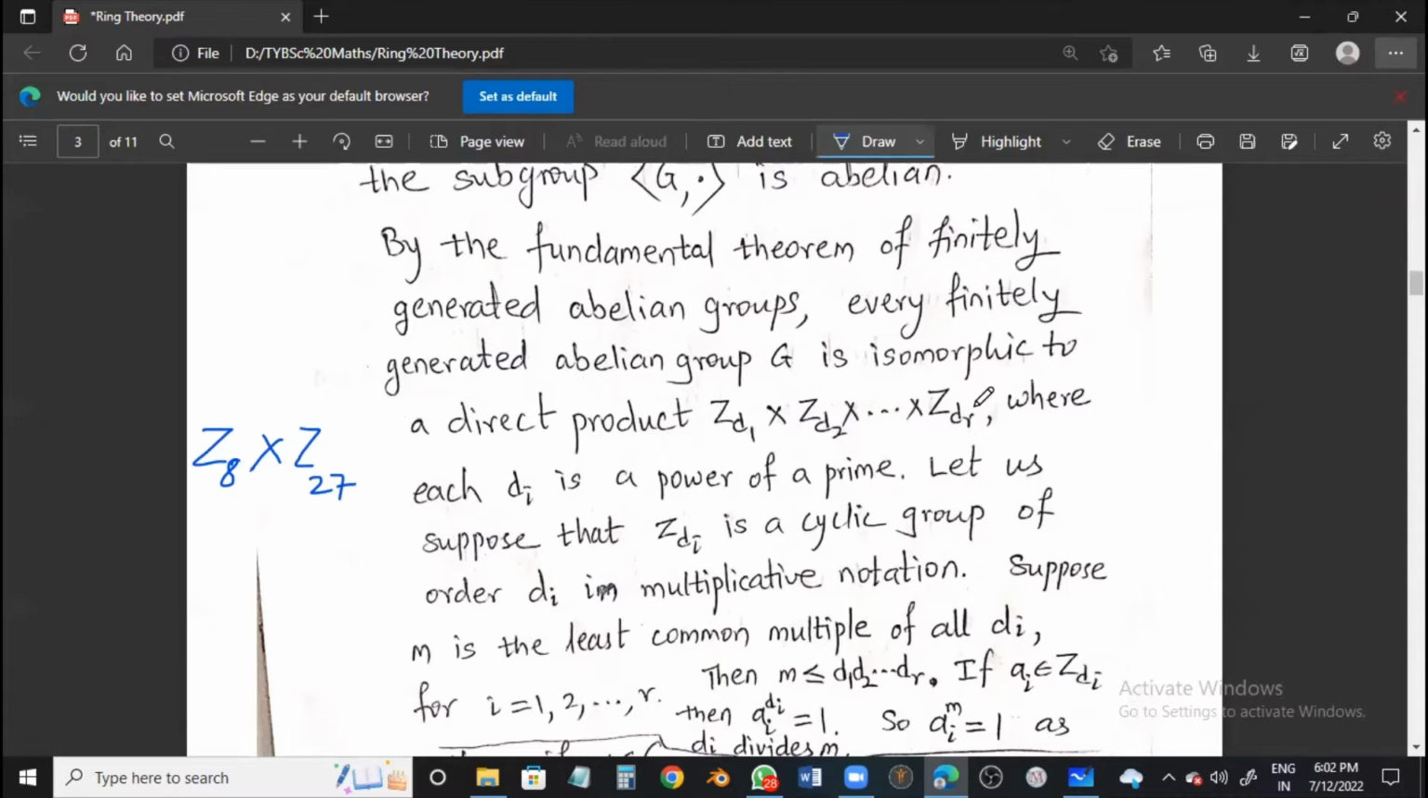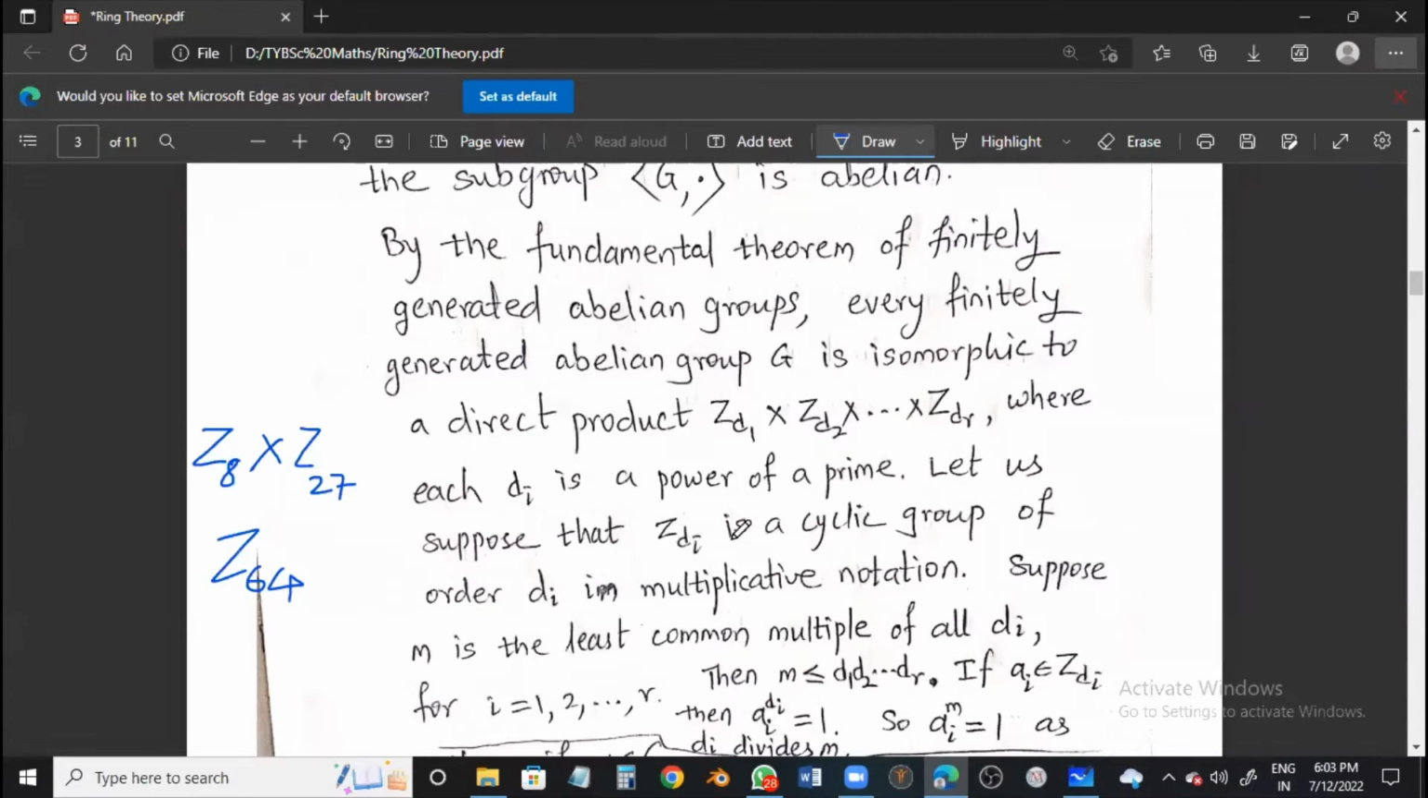Are you following me? Not just cubes. You may have 64 also. Z64, what does Z64 mean? It is 2 raised to 6. They are powers of prime. That is only what I meant to say. Ready? Okay.